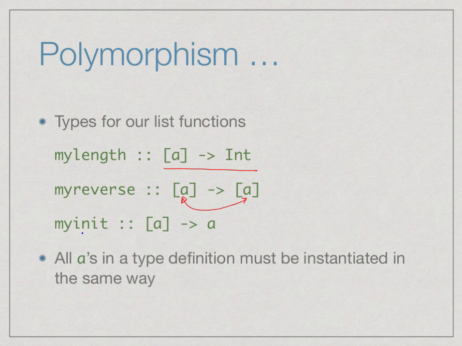And finally, if you look at myInit, right? So what it does is it actually produces, so there's a small mistake here. So it takes again a list of A and produces a list of A. And if we wrote a function like head, for instance, then it would take a list of A and produce a single value of type A. Right? So the important thing to note is that if I have a variable, then wherever it appears in the type, it must be instantiated by the same type.